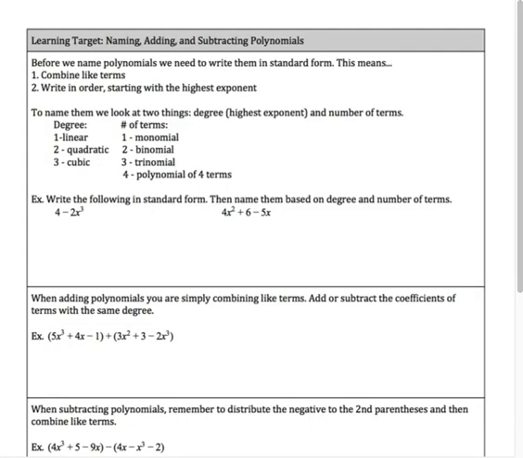So, before we can name polynomials, remember one of the big ideas was writing them in standard form. And what standard form meant to us is it meant combining any like terms that we have. By like terms, we mean variables with common exponents, the same exponent. And then, of course, writing them in order, starting with the highest exponent and working our way down.